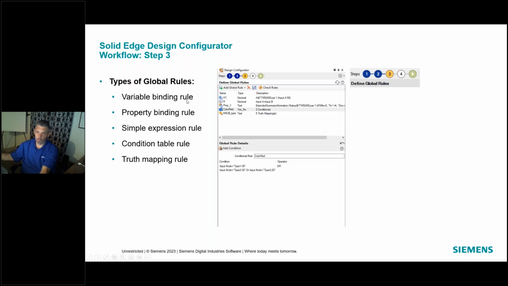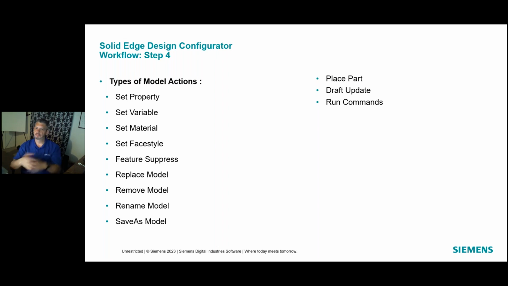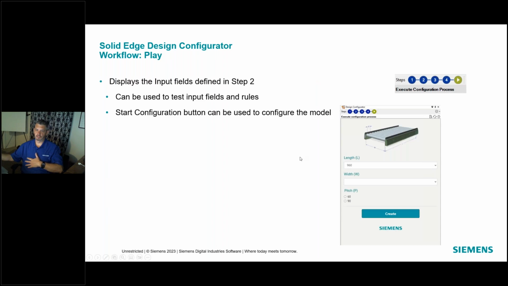So we can bind things to rules. We can bind the property to rules. We can use simple expressions. We can create conditions. So the if and and, truth mapping rules, being able to apply that, adding in fields. Here, what do we want to set for our property, our material? Do we want to change colors when we change our configuration? Are we adding models, renaming models, removing models? These are all steps in the workflow that you're going to step through and build upon when we're making these changes and working on these configurations.